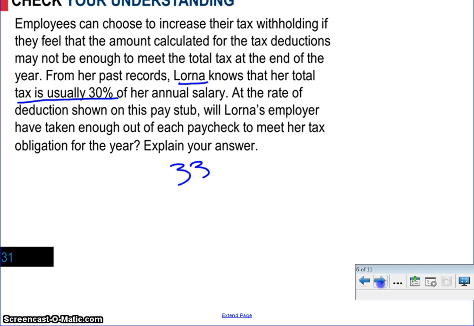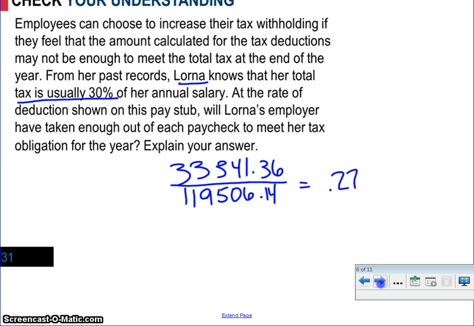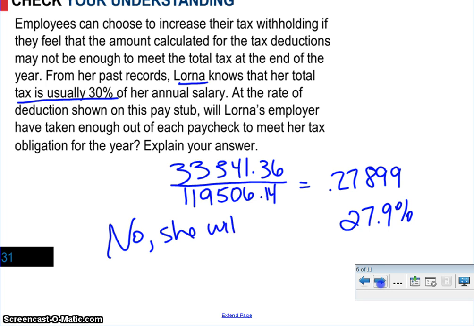So moving back to the check your understanding, again we have a ratio of what was paid in taxes, or what will be, which is $33,341.36, and what her annual income was, which was $119,506.14. When I divide, I end up with 0.27899. Moving the decimal over, basically I have 27.9%. So the answer here is no. She will be about 2% short.